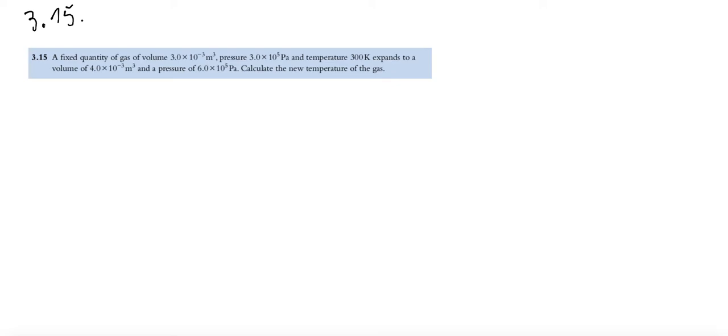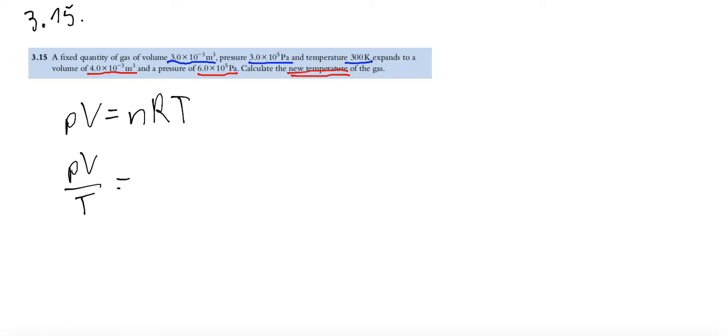So we have two states. First, we have a gas at a given volume, at a given pressure, and at a given temperature, and then something happens with these quantities related to the gas. We have a new volume, we have a new pressure, and we have to find the new temperature of the gas. Again, we can assume that this is an ideal gas, and for an ideal gas we have the equation PV equals nRT, or in this particular exercise it's better to write it in the form PV over T is equal to nR. The number of molecules of this gas in this exercise doesn't change, so the right-hand side of this equation is constant.